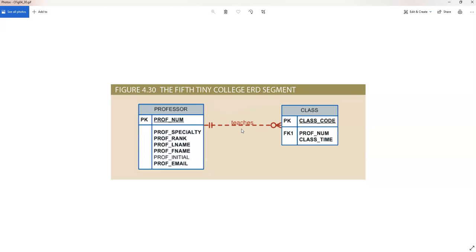This is another, I don't know why this is here, but I think this is probably a little project because it says the 5th Tiny College ERD segment. So you're looking at different parts of it as practice if you're reading through the chapter. And these are figures from the chapter. That's why I'm showing them. But in this segment, here's the business rule again: a professor at Tiny College teaches 0 or more classes. A class at Tiny College is taught by precisely 1 professor.